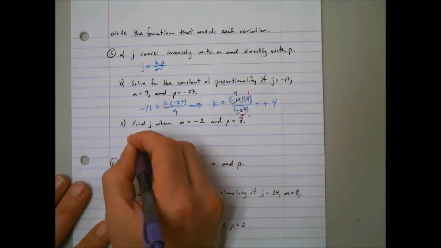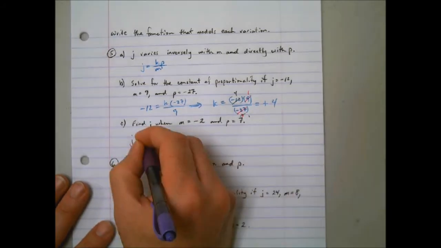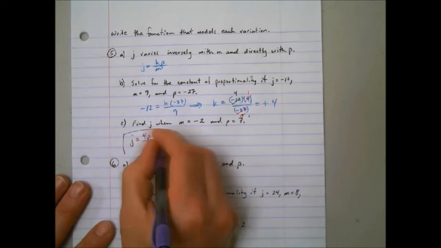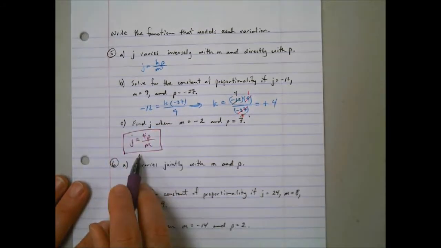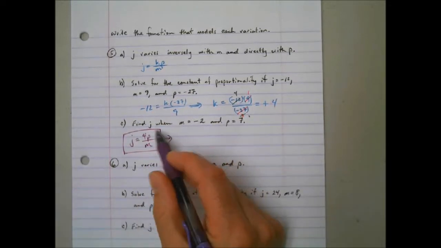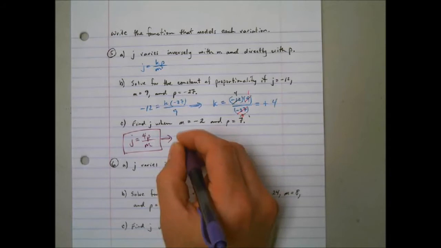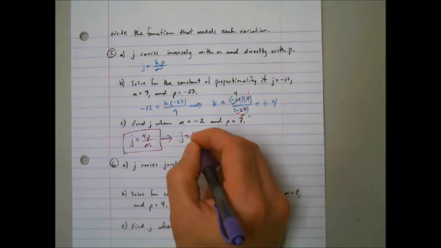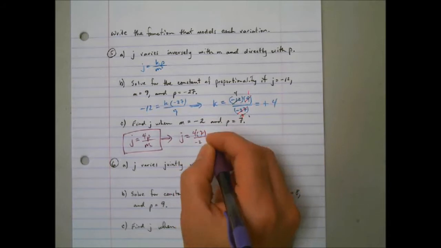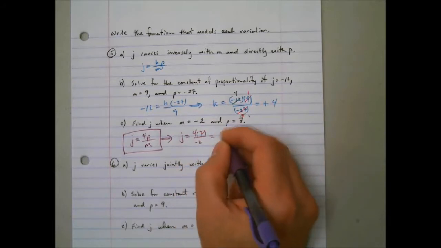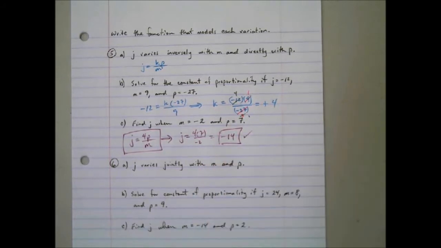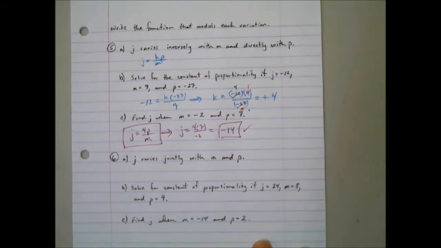So with that, we can write the actual equation here. So J is equal to 4P over M. That's the actual equation. Now, we're going to use that equation to solve for J. So J equals 4 times 7 over -2, which is -14. Okay, let's try another one of those.